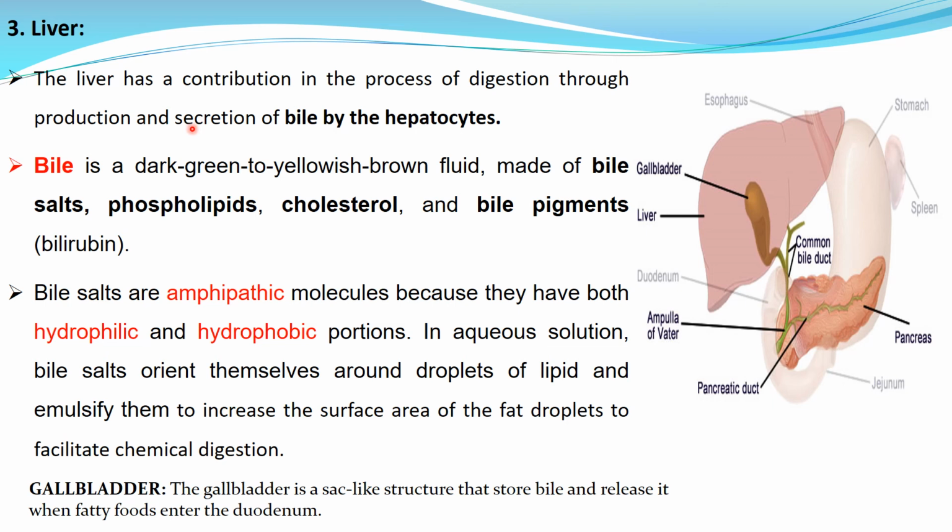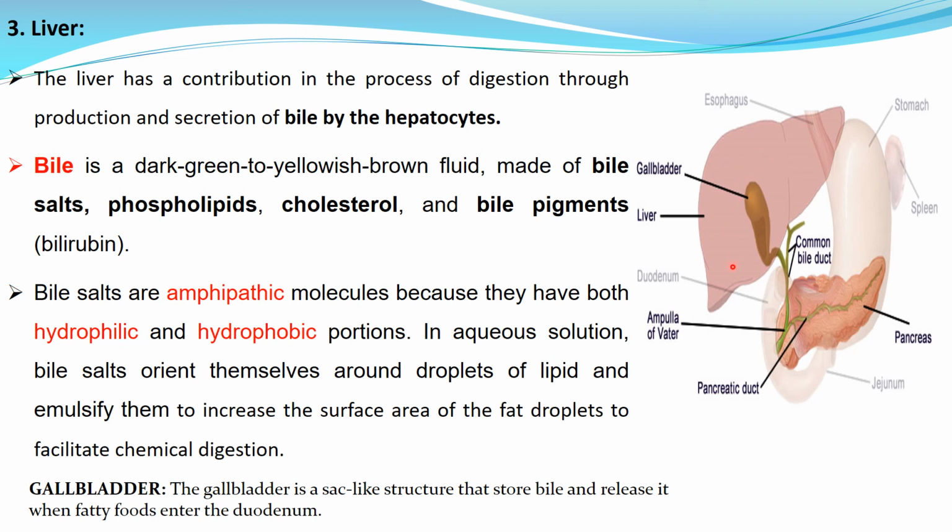So the third organ involved in the completion of the digestion in the small intestine is the liver. The liver contributes to the process of digestion through the production and secretion of bile. The bile can be secreted by what? By the hepatocytes.